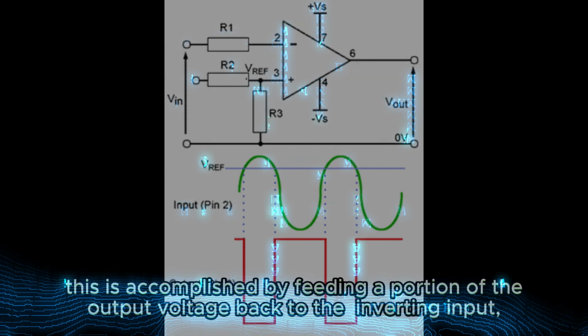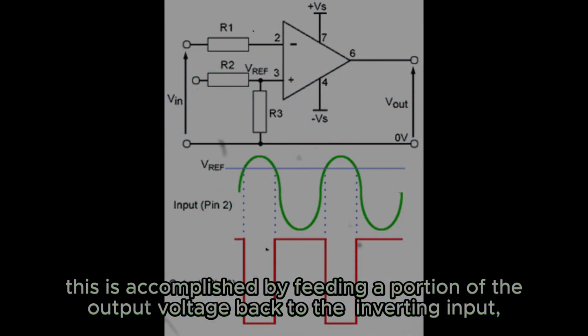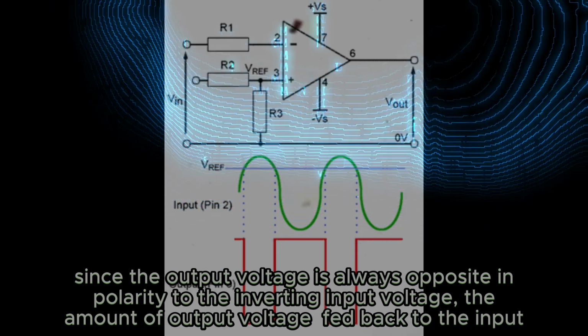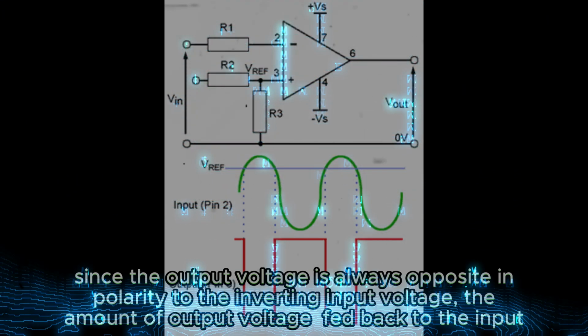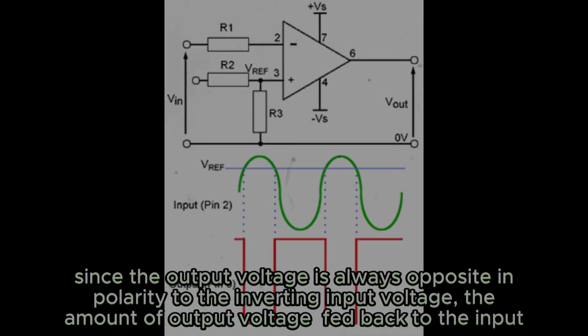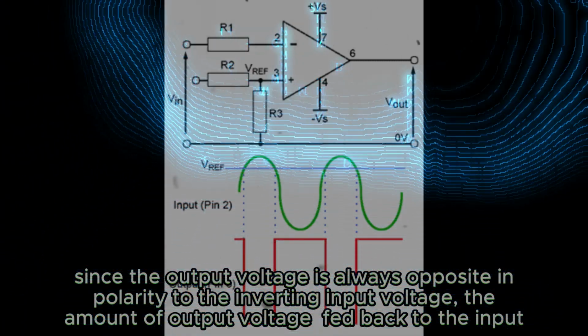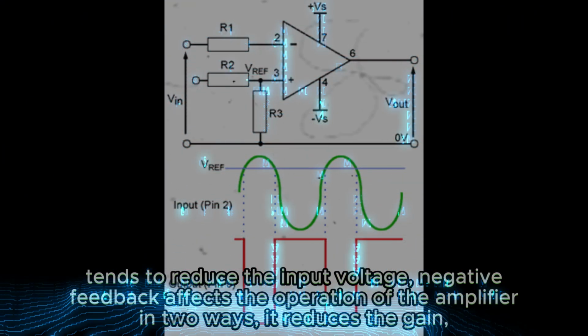This is accomplished by feeding a portion of the output voltage back to the inverting input. Since the output voltage is always opposite in polarity to the inverting input voltage, the amount of output voltage fed back to the input tends to reduce the input voltage.